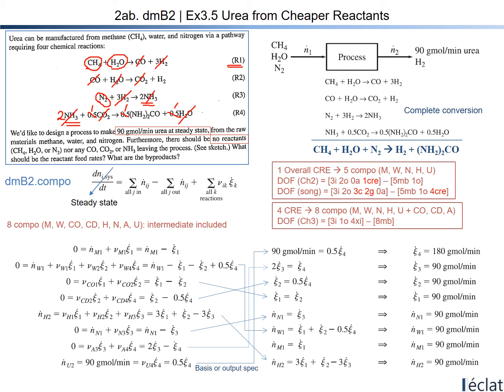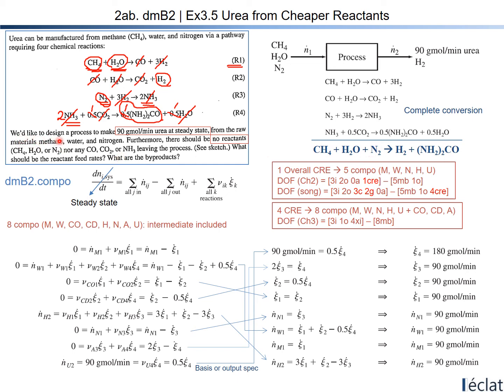So the remaining thing is methane plus water with nitrogen as the reactant. And as the product, you could find hydrogen plus the desired product, urea. So this is the overall equation. So the raw material would be methane, water plus nitrogen.